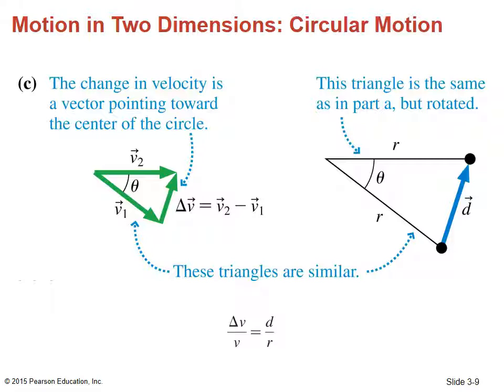The triangle we use to make the calculation is geometrically similar to the one that shows the displacement, as figure C shows. Remember from geometry that similar triangles have equal ratios of their sides, so we can write delta v divided by v must equal d divided by r.